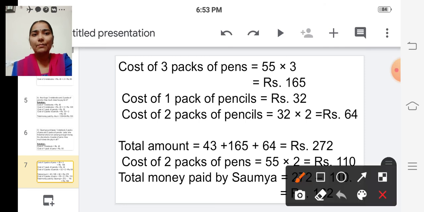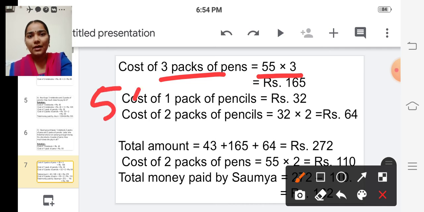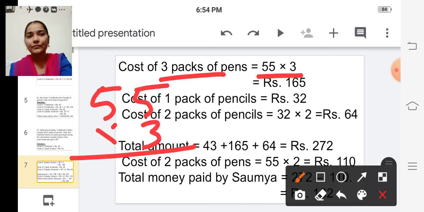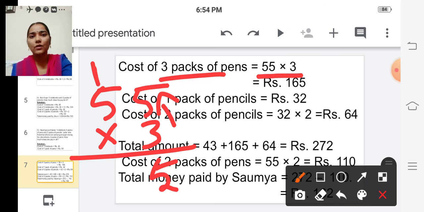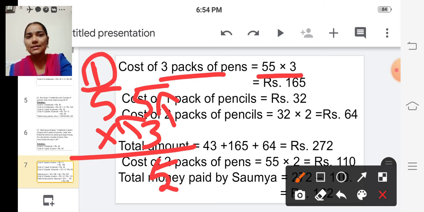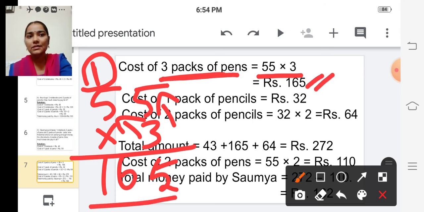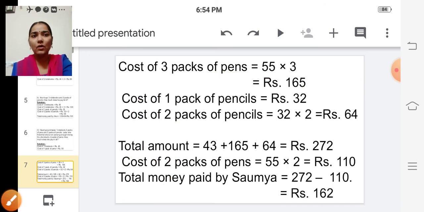So cost of 3 packs of pens is equal to 55 into 3. So multiply 55 into 3. So first 3 5s are 15. So write 5 here and carry over this one to the next place. And again multiply 3 into 5. 3 5s are 15. 15 plus 1 is 16. So cost of 3 packs of pens is rupees 165. So we have got the cost of 3 packs of pens.